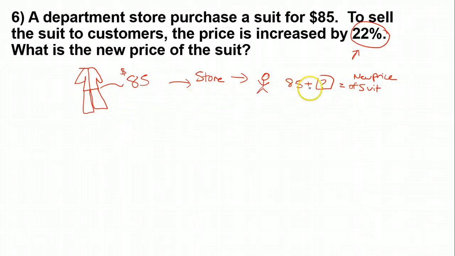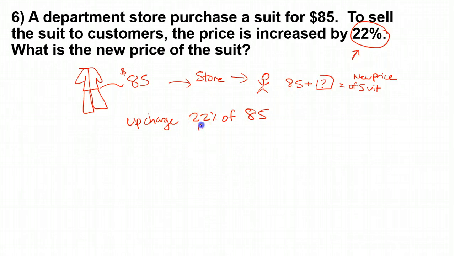All right, so now you have to figure out what that 22% increase would be and what the new price of the suit would be. So I know they're going to charge me $85. I know they're going to charge me 22% of the original price, which was $85. All right, so I'm going to figure out what that upcharge would be, and then I'll add it to the 85 and figure out how much money I'm really going to be paying for the suit.